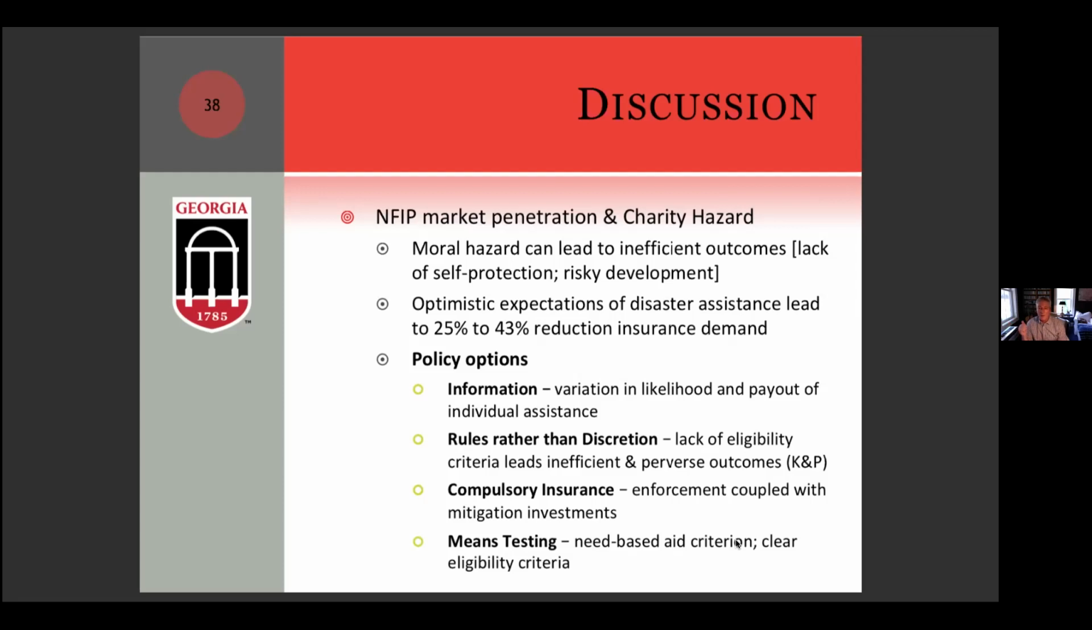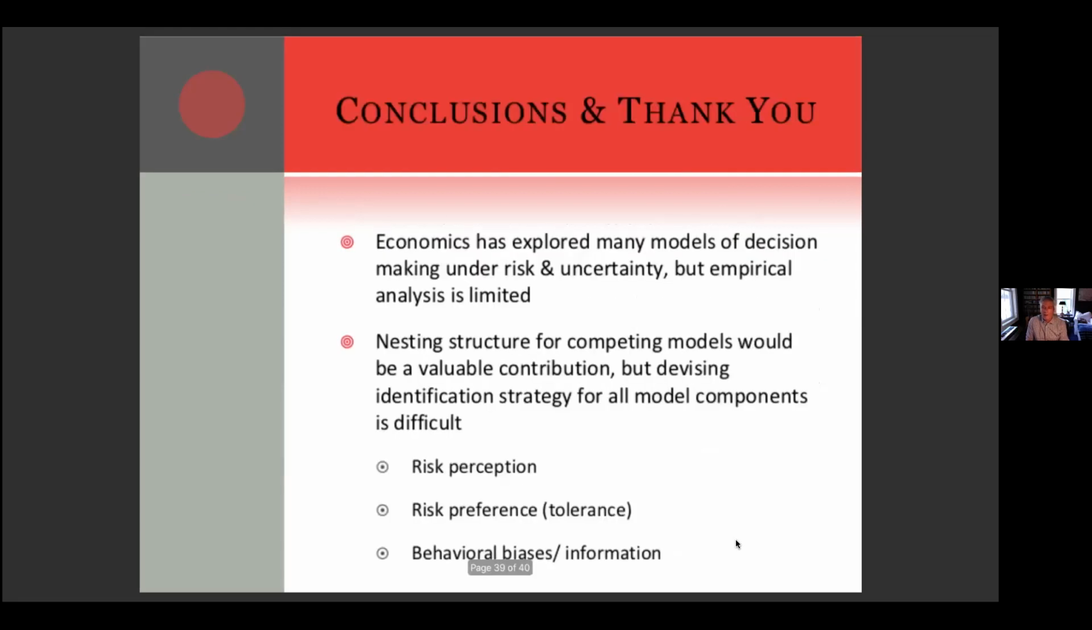The idea of compulsory insurance is, I think, kind of obvious. And you could couple compulsory insurance with mitigation investments, where you give somebody a loan for a mitigation investment and it lowers their insurance payment. So they're either not that much worse off, or they're at least getting a benefit. Another thing that can be used here is just means testing for aid. So you only get aid if you can demonstrate that you have a need for aid. And if that's known beforehand, that might combat this idea of charity hazard.